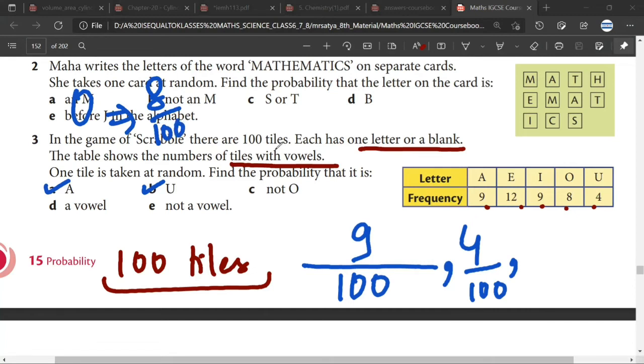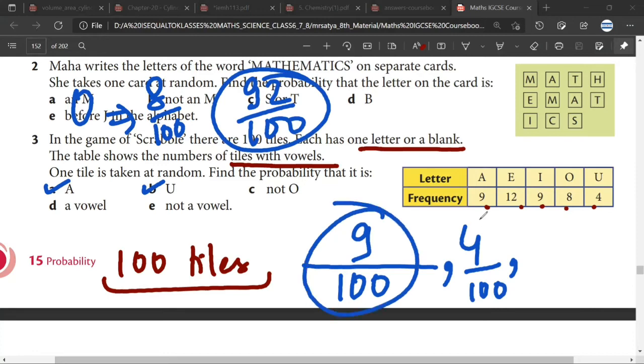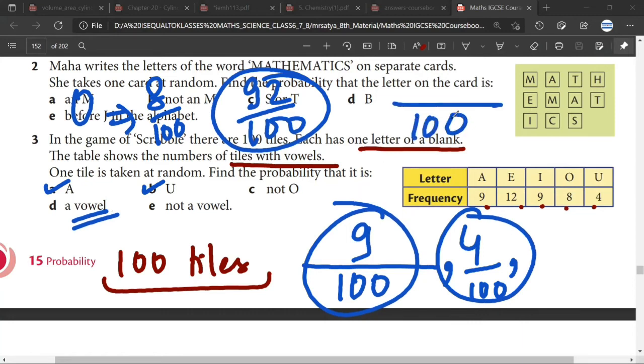So the probability of not getting an O would be 92 upon 100. Any doubt till here? No doubt, sir. Okay. Now what he is asking is what is the probability of getting a vowel out of the 100 options that you have? In how many instances can you get a vowel? So we have to add all of these. Correct. You'll have to add these.